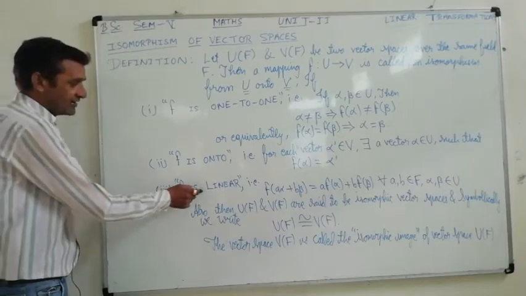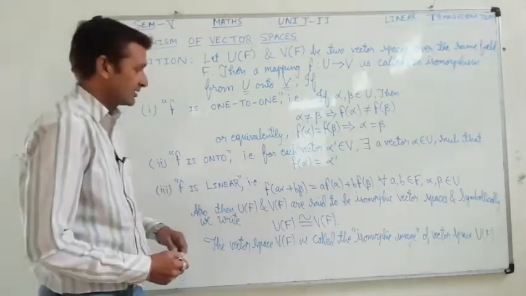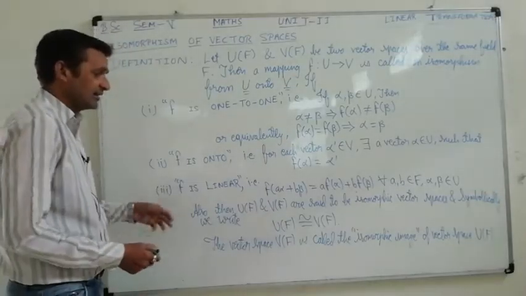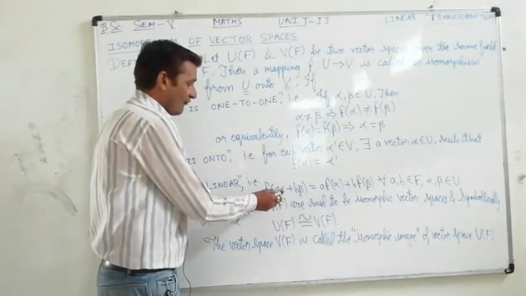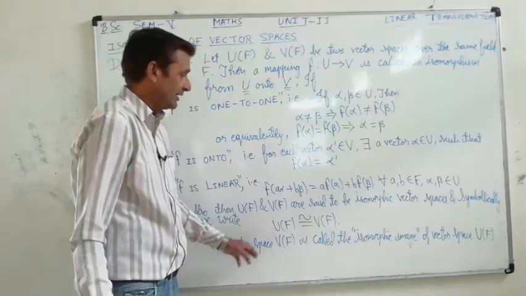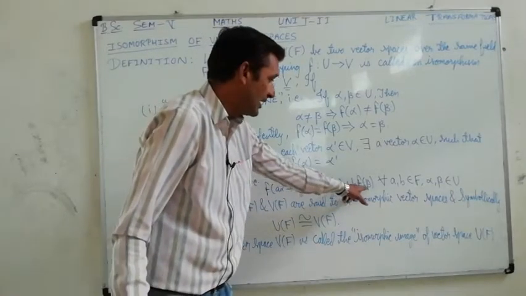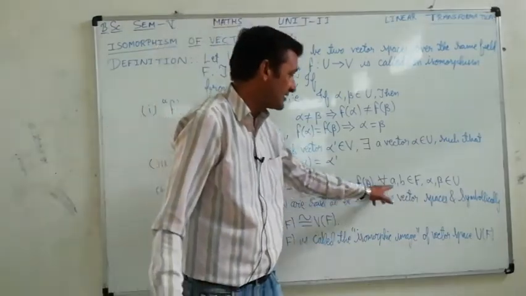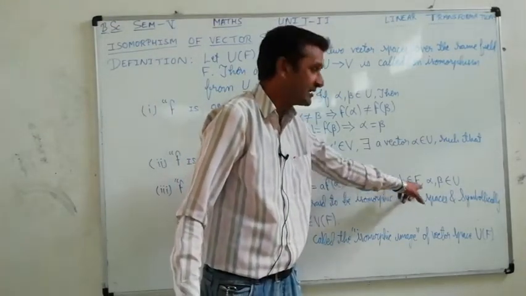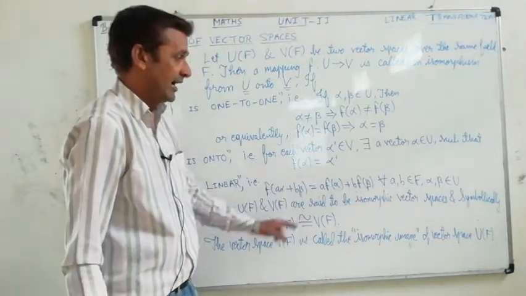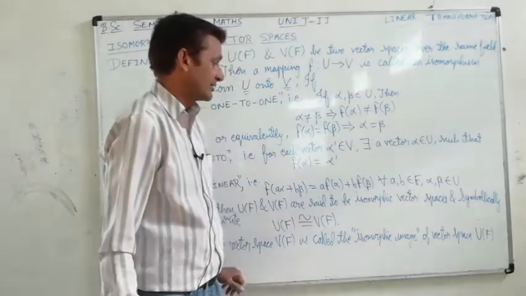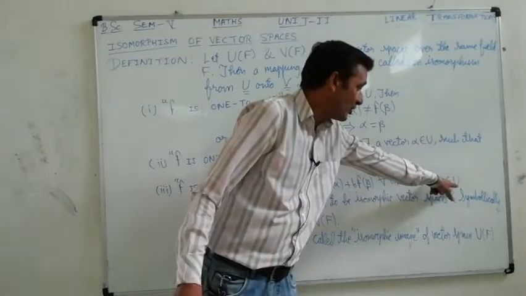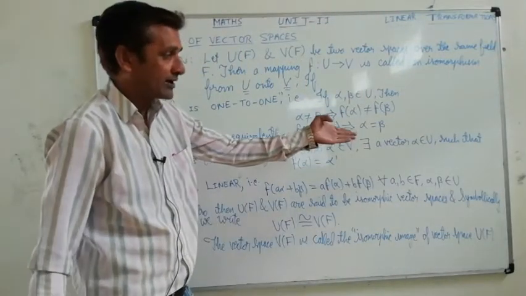Now, the third point: f is linear. We have discussed that many times because we are discussing linear transformations, which is our topic. So f is linear means f of a alpha plus b beta can be written as a f of alpha plus b f of beta, where a and b are elements of the field F, meaning these are scalar elements. Alpha and beta both are elements of U. These are called vector elements because they belong to vector space U.